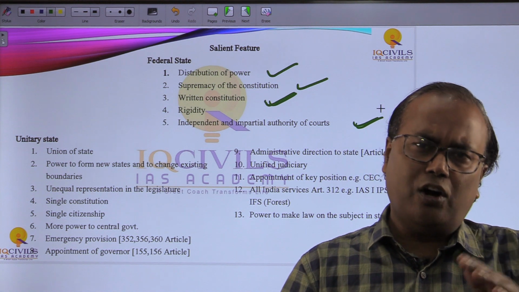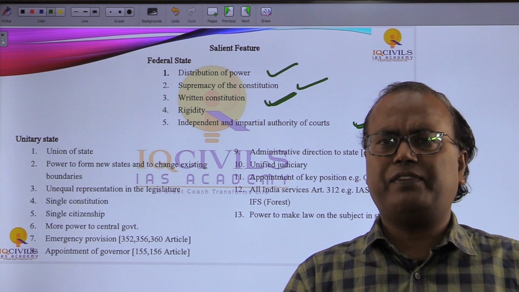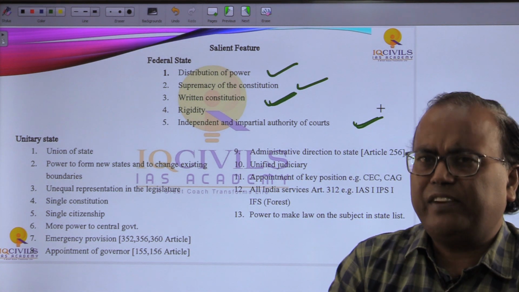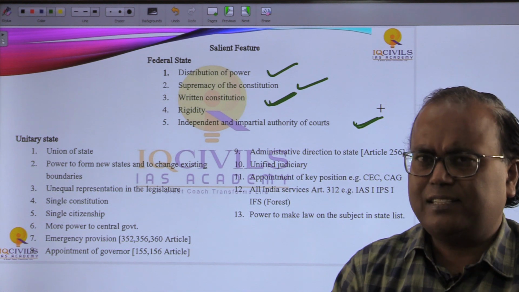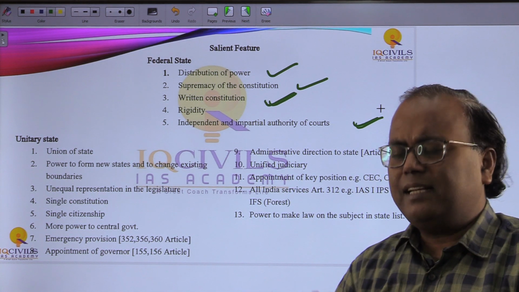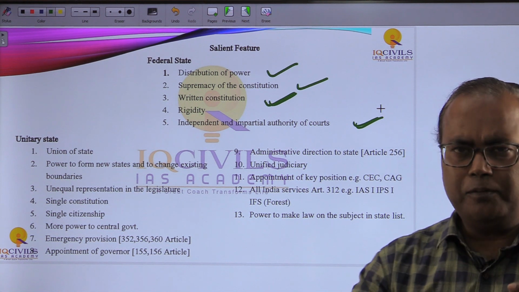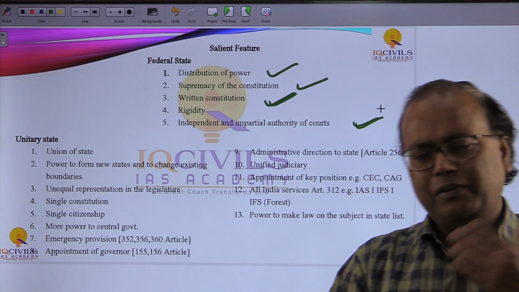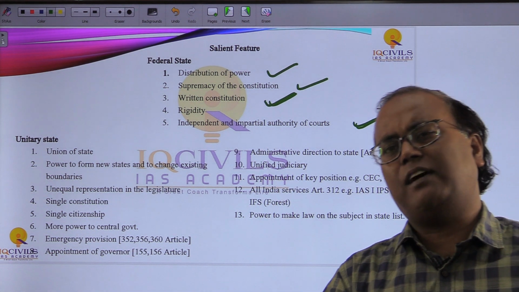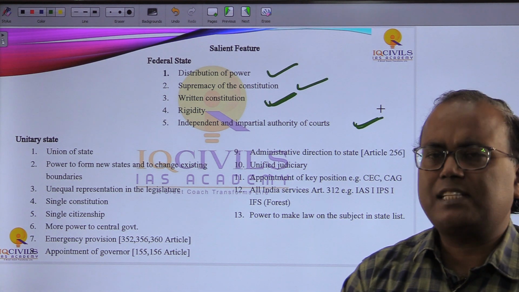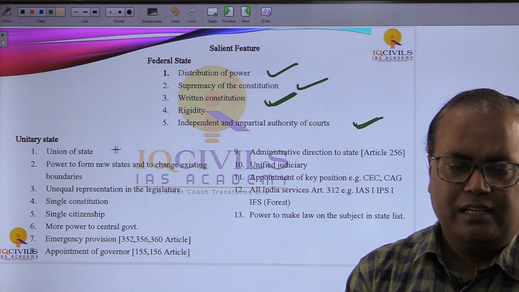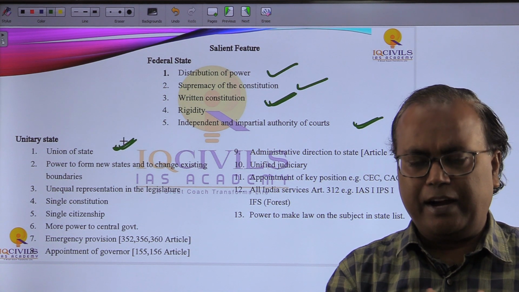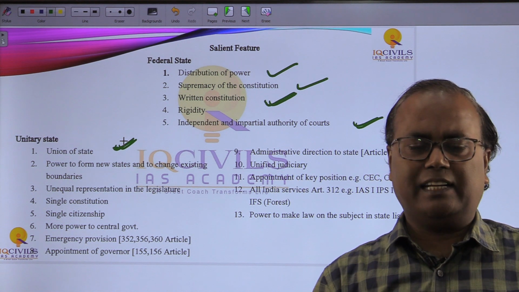Now, even though all the features of a federal state are there in India, still the Indian constitution is called a quasi-federation. Why is it called a quasi-federation? It is not a true federation, at least in all practicality. So you have to understand the unitary state, okay, then you can understand how the Indian constitution is quasi-federal. In a unitary state there is a union of states. Okay, union of states means what? Ultimate power lies in the hands of the central government.